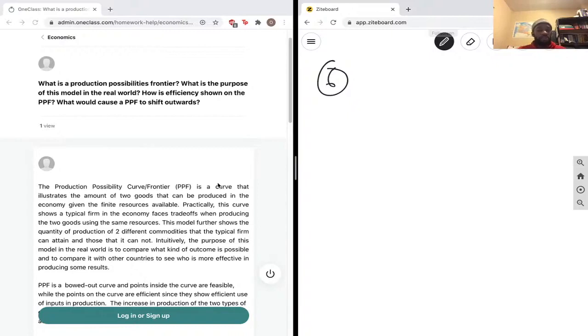Intuitively, the purpose of this model in the real world is to compare what kind of outcomes are possible, and compare with other countries to see who is more effective in producing some results.